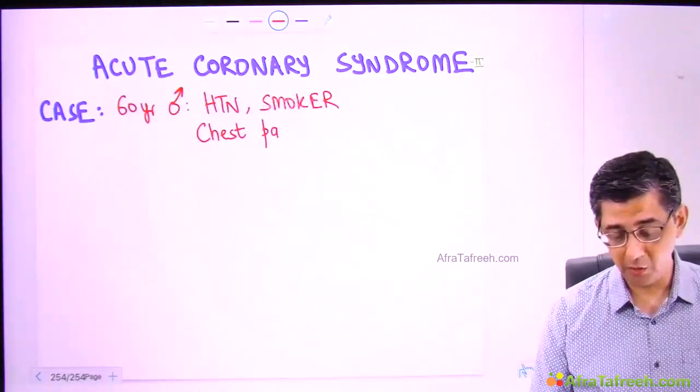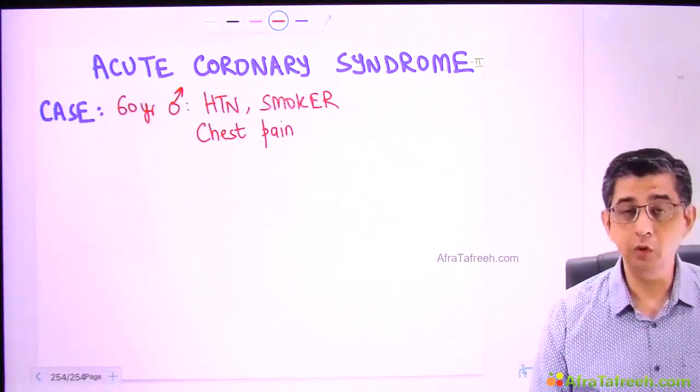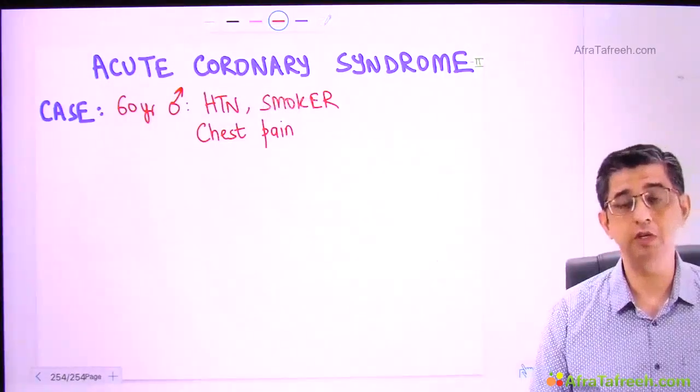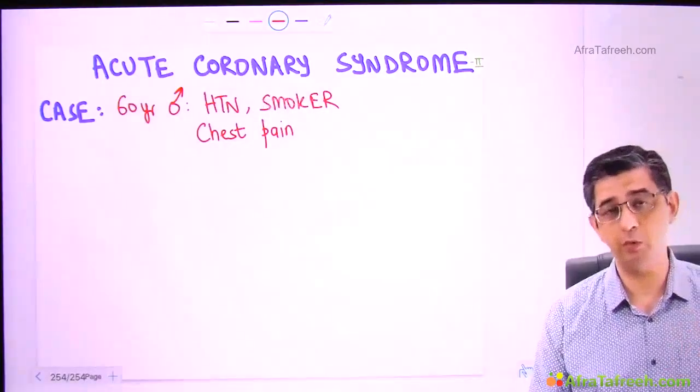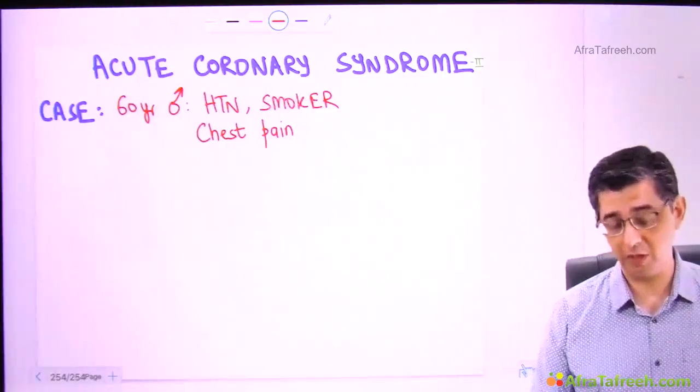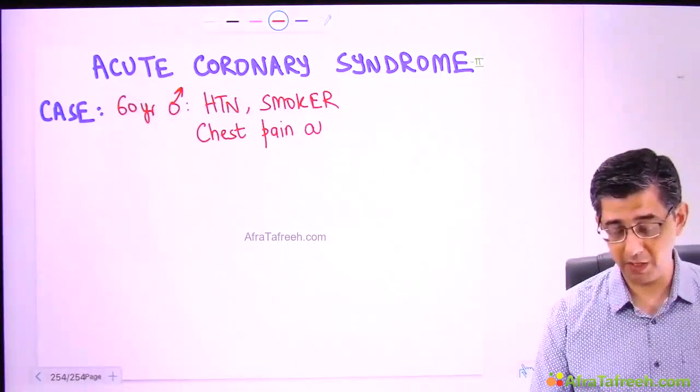I have already explained to you that vasoconstriction is more in the human body in the morning hours. So most of the time, coronary events usually occur in the early morning hours. Even stroke happens more commonly in the early morning hours. So this person is having chest pain at rest.